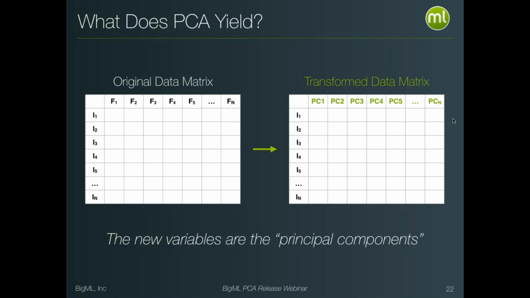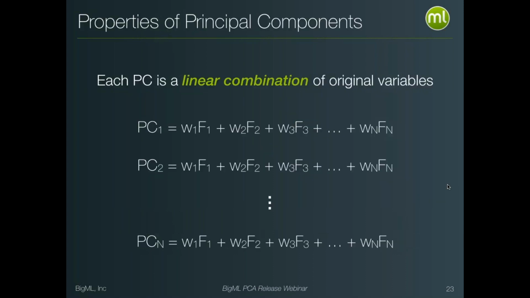At this stage, the number of dimensions in our transformed data matrix is exactly the same as our original data matrix. So if you have n original fields, you'll have n principal components. These are the new variables yielded by this. The principal components are linear combinations of the original variables. So the first principal component will be some combination of all of the original fields, and so on and so forth for all n of your principal components.